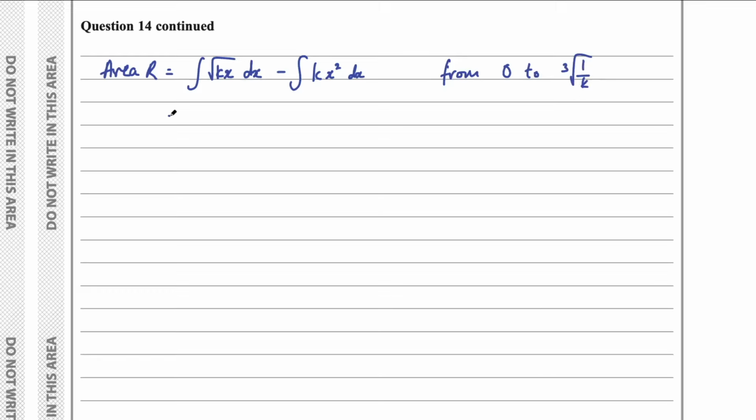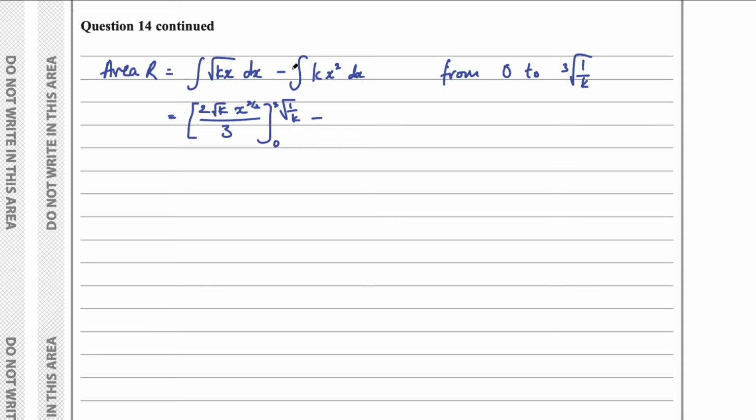Then let's think about these integrals. For the integral of the square root of kx, remember k is just a constant, so we can think of this as the square root of k times the square root of x. The integral of the square root of x: that's x to the power of a half. We add 1 to that power and divide by that power, so we get 2 root k on 3 times x to the power of 3 on 2. If you divide by 3 on 2, you essentially multiply by 2 on 3. And this is from 0 to the cube root of 1 on k.